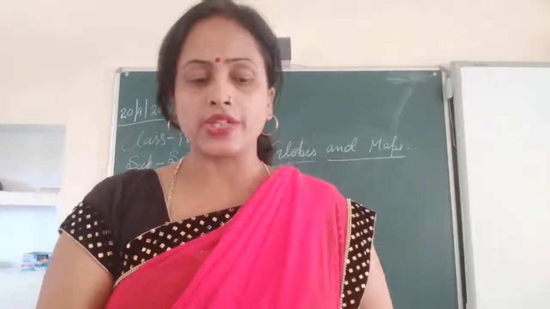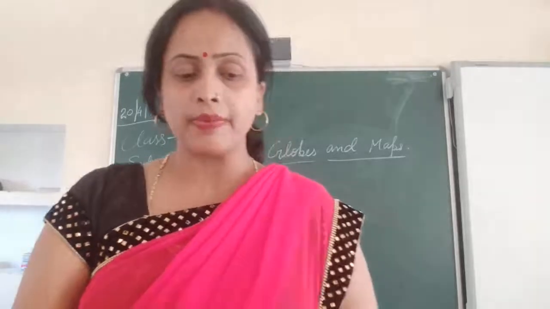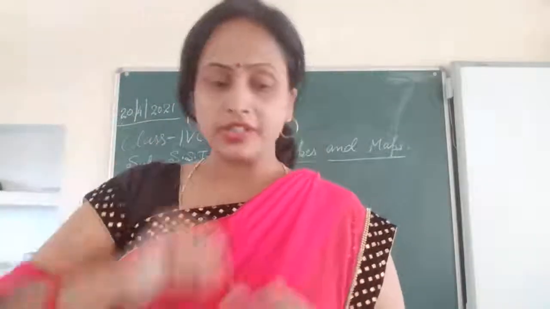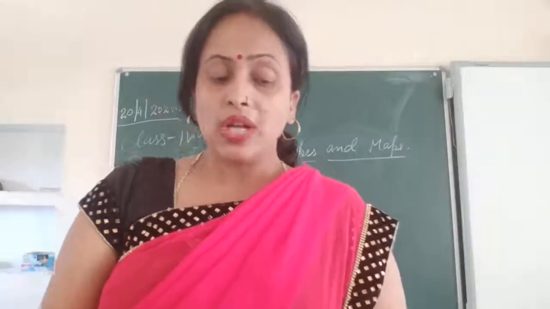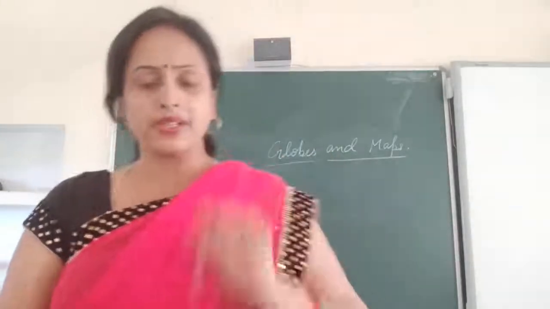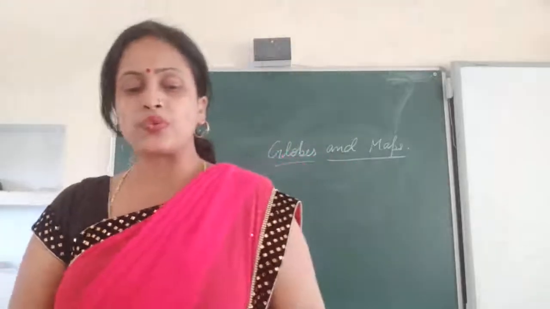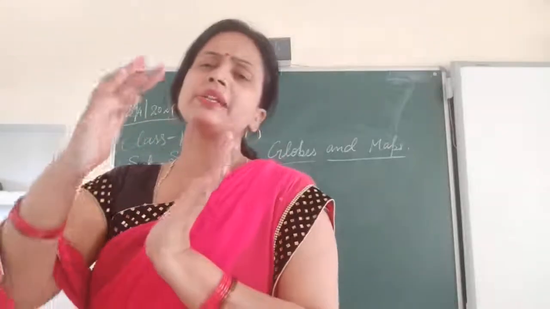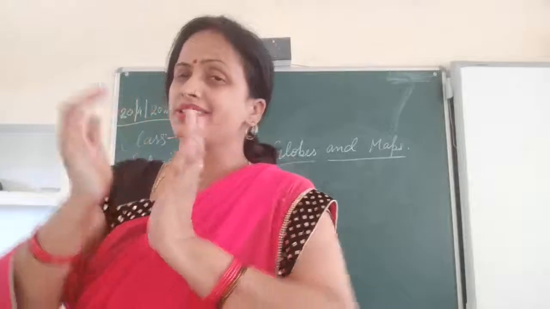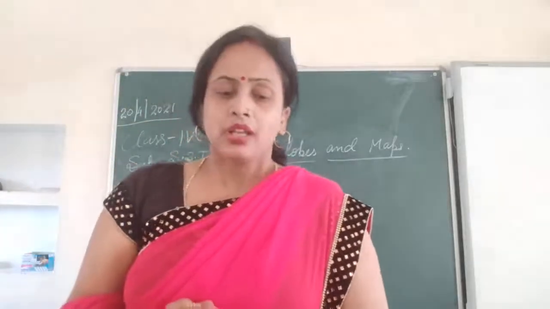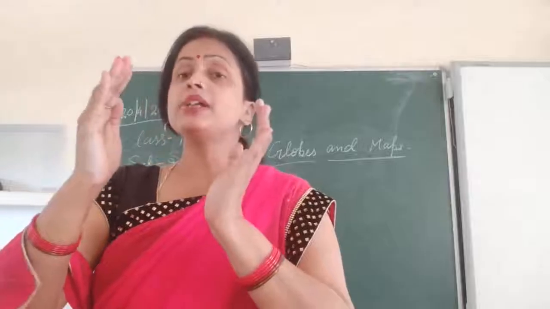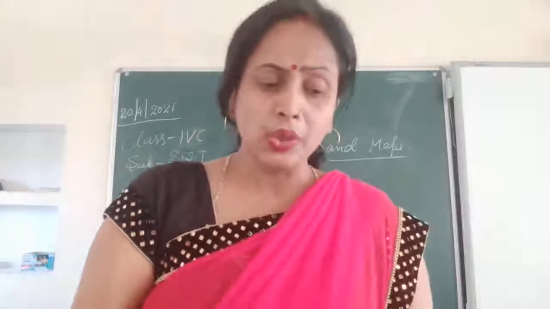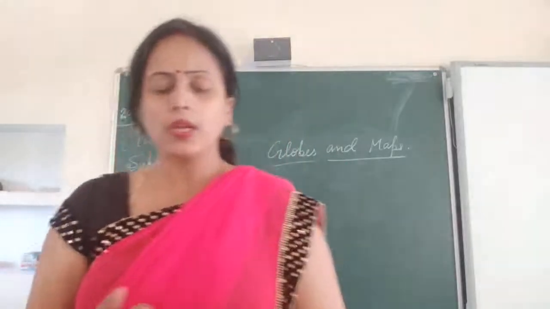There are two ends on which the globe rotates, one at the top and the other at the bottom. The top one is called the North Pole and the bottom one is called the South Pole. The axis is not vertical but tilted at an angle. Tilted means a little bit bent at an angle. So when you see the globe, it is a little bit tilted.